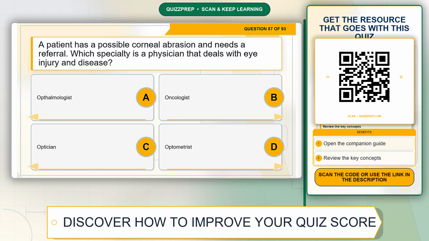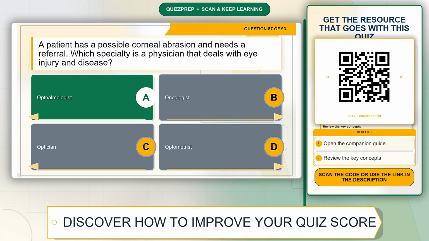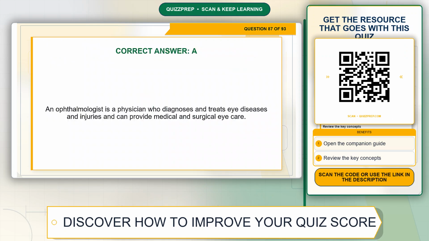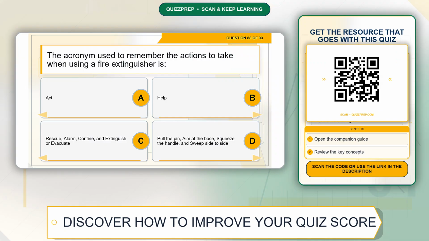Question 87. A patient has a possible corneal abrasion and needs a referral. Which specialty is a physician that deals with eye injury and disease? Option A, ophthalmologist. Option B, oncologist. Option C, optician. Option D, optometrist. The correct answer is option A, ophthalmologist. Explanation. An ophthalmologist is a physician who diagnoses and treats eye diseases and injuries and can provide medical and surgical eye care.